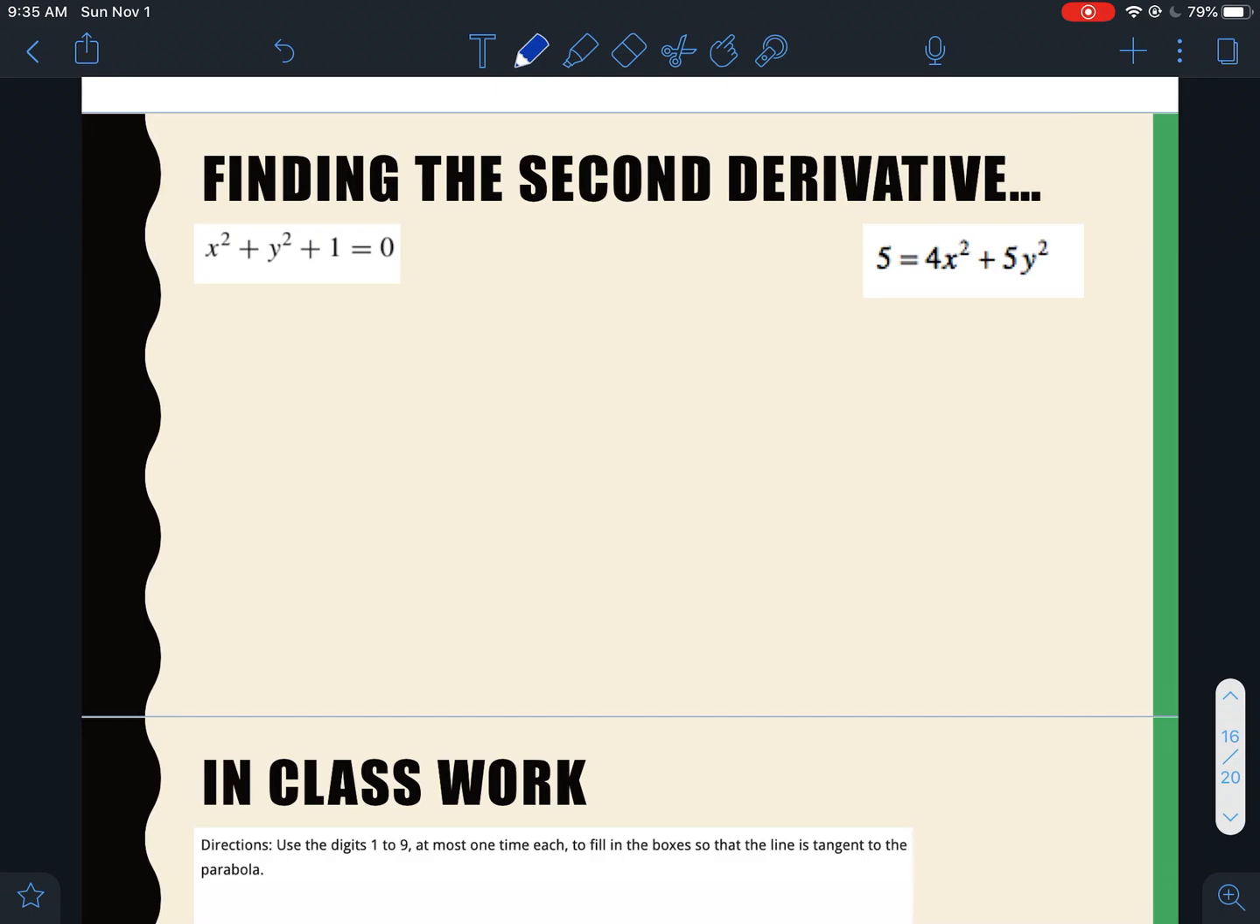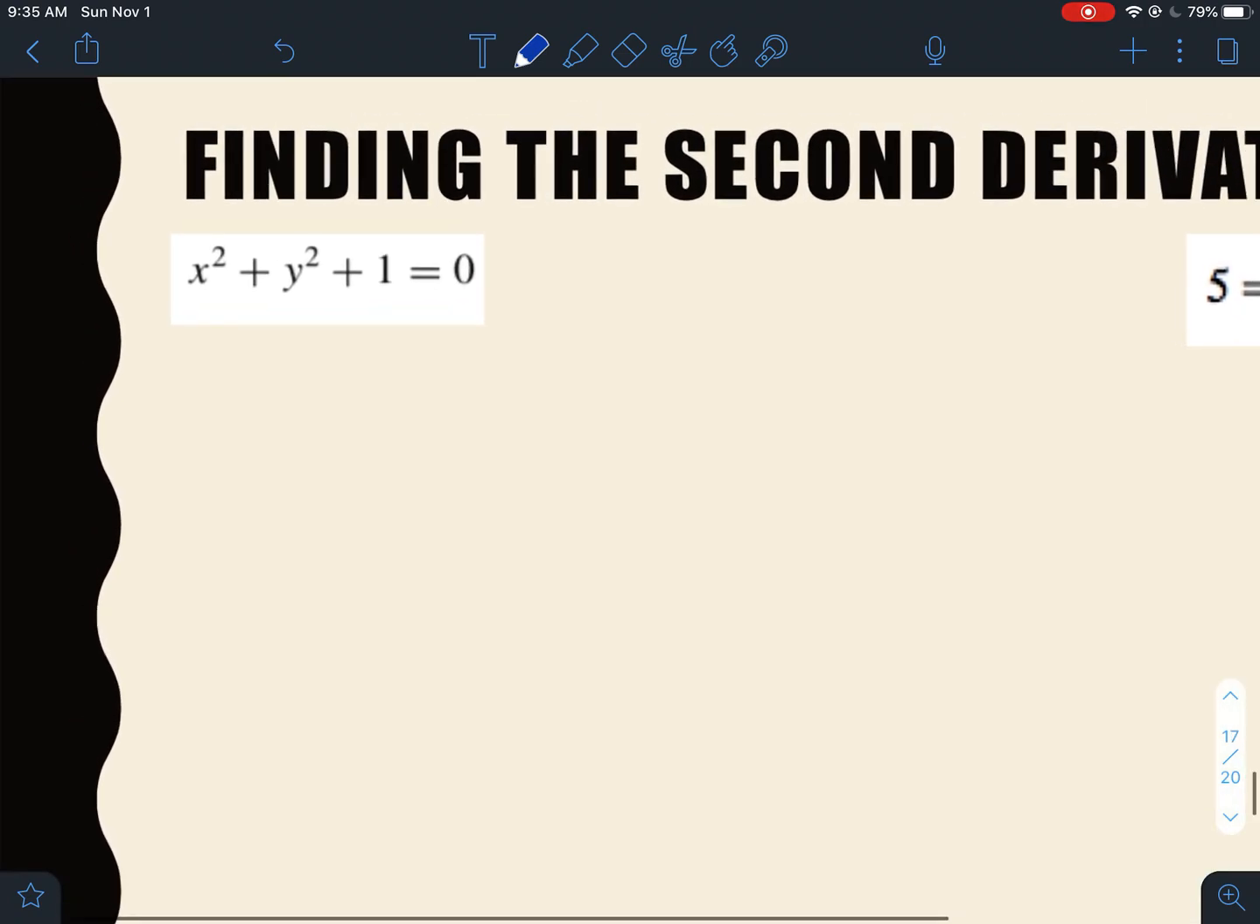For implicit differentiation, you can also find the second derivative. These are a little bit interesting because once you find the first derivative, you take the derivative of that. But within the second derivative, it's going to have the first derivative as part of it. What do I mean by that? Well, let's check it out.